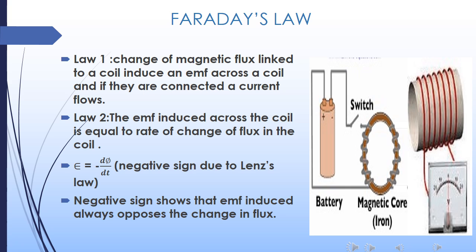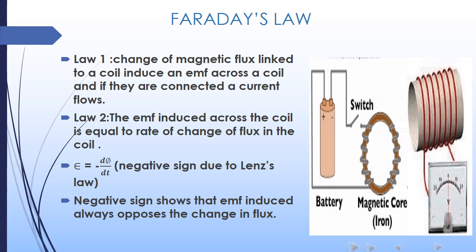Change of magnetic flux linked to a coil induces an EMF across the coil, and if they are connected, current flows through it. Whenever EMF is induced in a coil between the 2 points, if we close this circuit by connecting a galvanometer, what is the job of an EMF? It produces a current. If there is a path given to it, the current will flow through it. But unless we give a path, an EMF is generated. One terminal is positive, another is negative. If we join them, current is flowing.